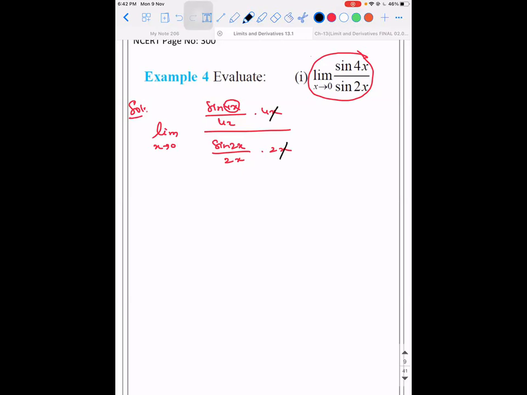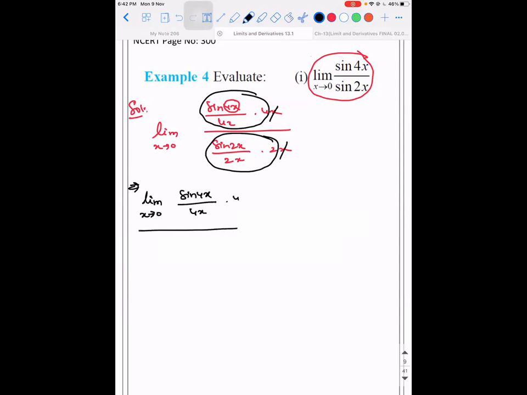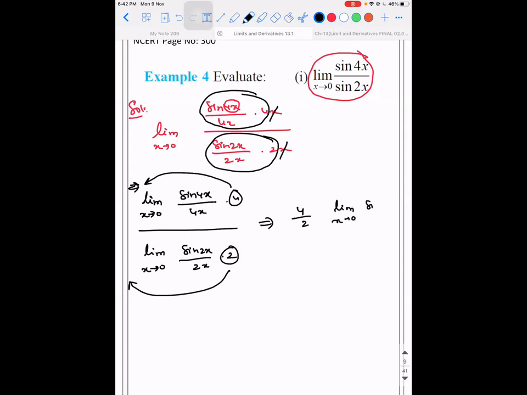Now see. So this whole thing is f of x. This whole thing is g of x. Now what can I do? Limit x tends to 0, sine 4x by 4x into 4 divided by limit x tends to 0, sine 2x by 2x into 2. Can I write it like this? Which implies this 4 can be taken out, 2 can be taken out. So 4 by 2 into limit x tends to 0, sine 4x by 4x, the whole divided by limit x tends to 0, sine 2x by 2x. So what is the answer for this?